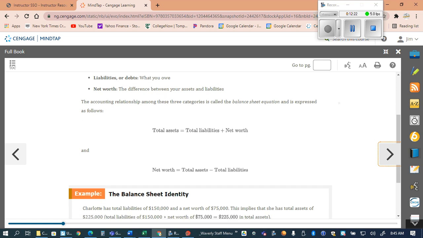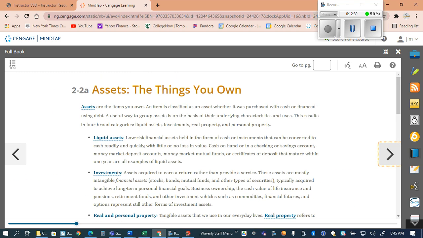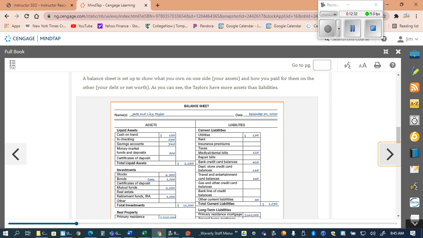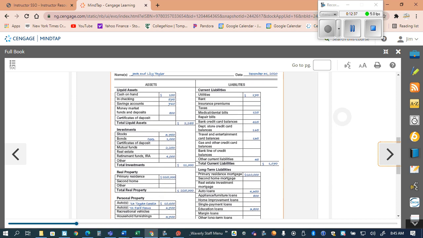Assets, liabilities, net worth, they sum it up there. Then the balance sheet identity, we'll get to that in just a minute. Okay, here's a sample balance sheet for Jack and Lily Taylor. Hopefully you read about them a little bit, right?